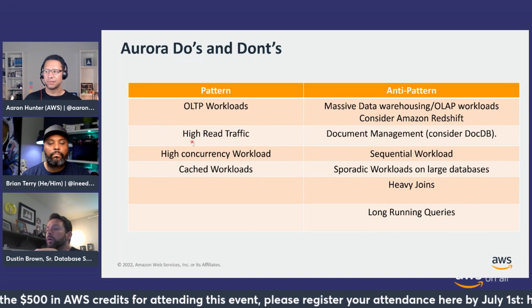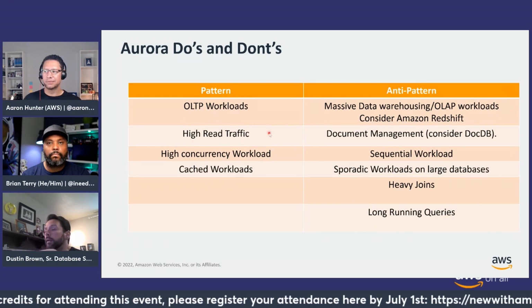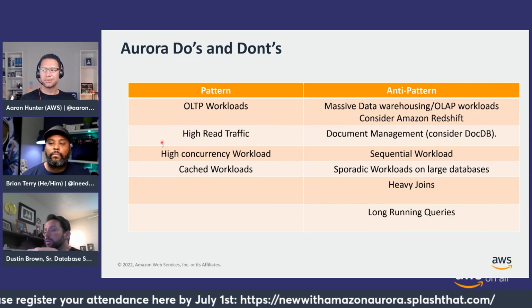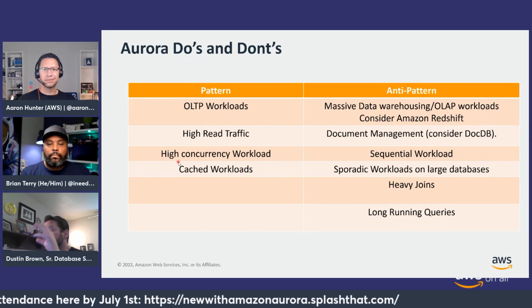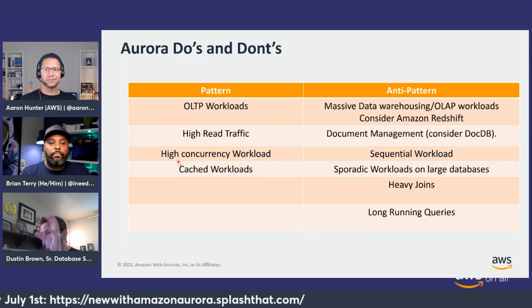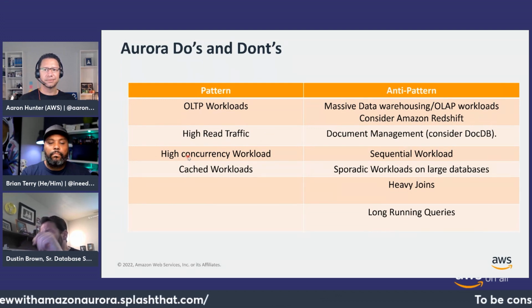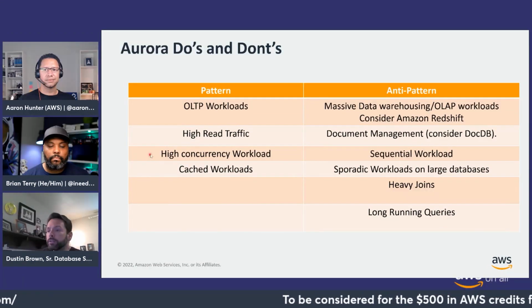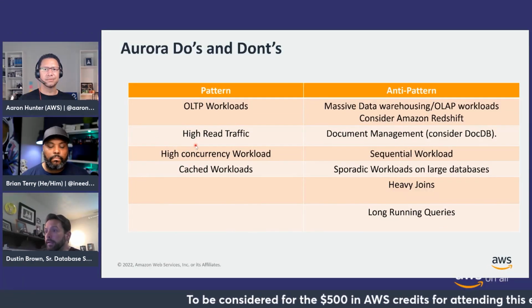A good pattern for Aurora is high read traffic, when you're reading a lot of data at one time, and using those highly concurrent workloads. If you're having those large writes and large reads that come in concurrent and in parallel, that's when Aurora is going to scale and outshine and leave the competition behind.